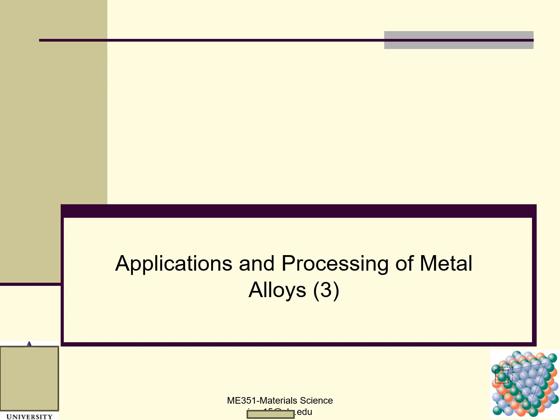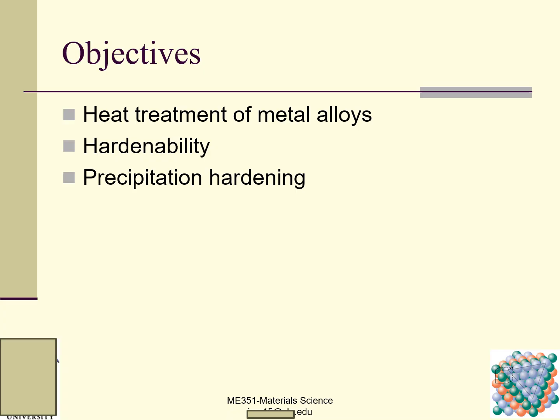Good morning, everyone. Today we are going to continue our talk about applications and the processing of metal alloys. So this is our first time to talk about this one, so you can see how important this topic is. And here are today's objectives. We want to learn the heat treatment of metal alloys, which is very important in industry, and hardenability of metal alloys. And also we talk about precipitation hardening, which is one of the most important strengthening mechanisms for metal alloys.